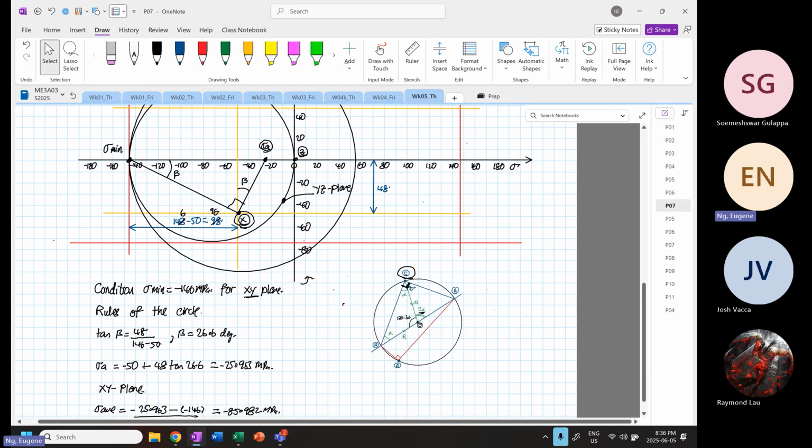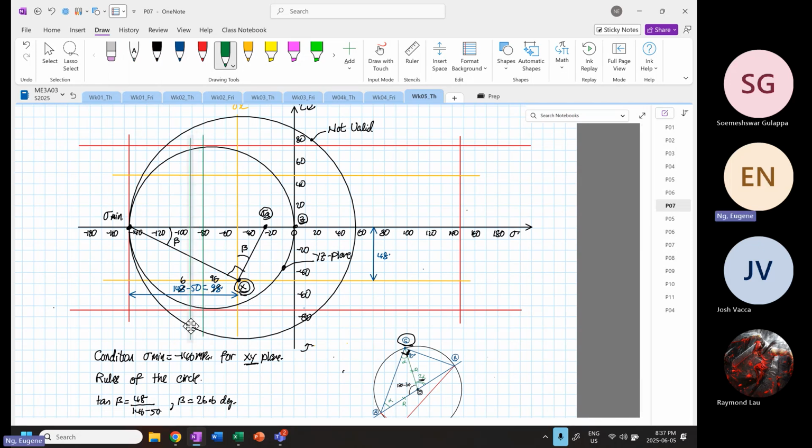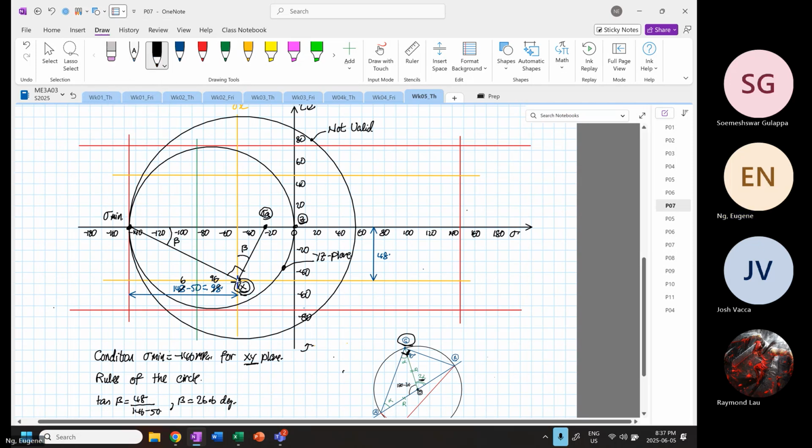So minus 85.982 megapascal. Okay, so minus 85.982. So I'm going to draw a green line now. Okay, minus 85.982, so it's somewhere around here. So now I'm going to draw a straight line, okay, touching here to here, and eventually it'll cross here. Okay.